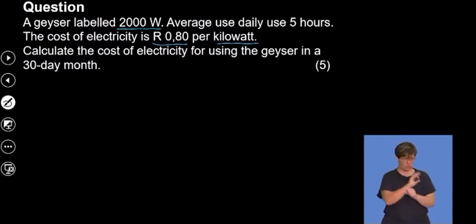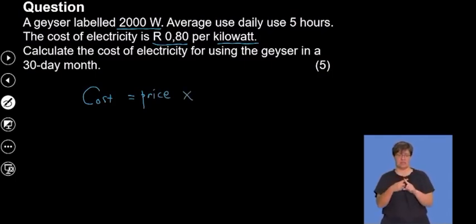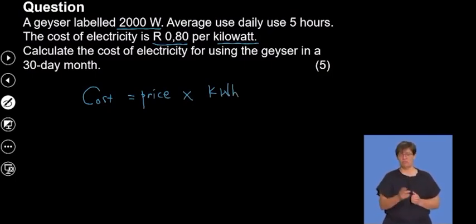Now we know that when we talk about energy consumption, the cost of using electricity is equal to the unit price, which in this case we are given, multiplied by the kilowatt hours. So this is what we have here. And when we talk about a kilowatt, 1 kilowatt is equal to 1,000 watts. So energy consumption is always in kilowatt hours. So if we have 2,000 watts, it means there are 2 kilowatts.